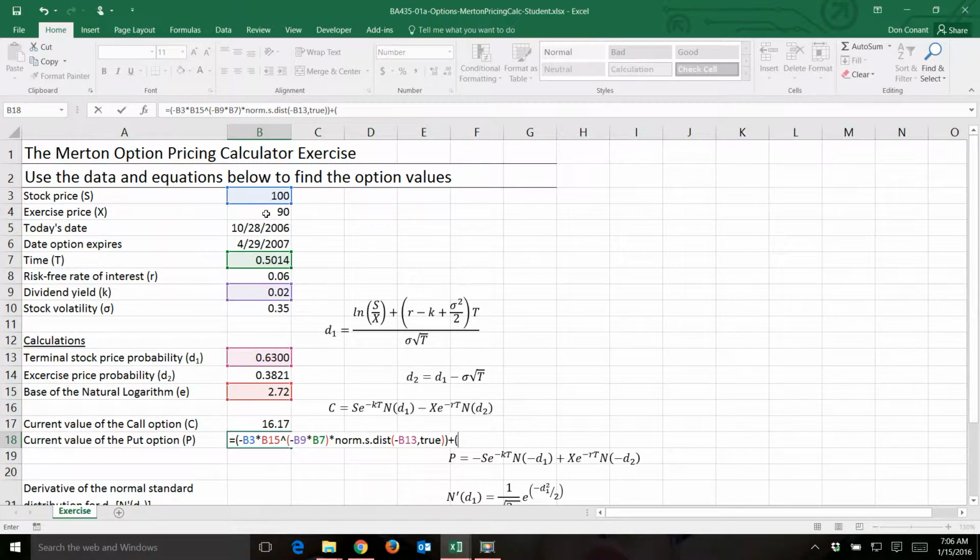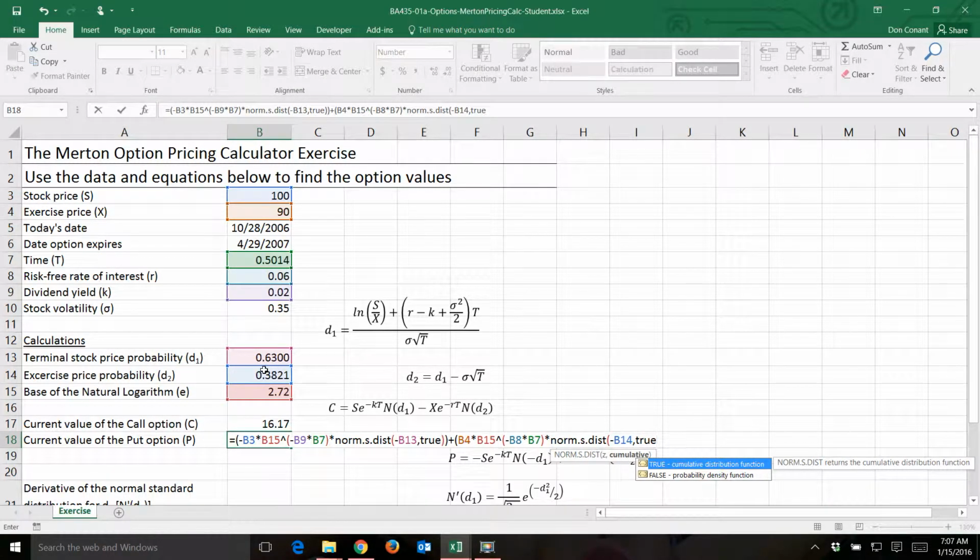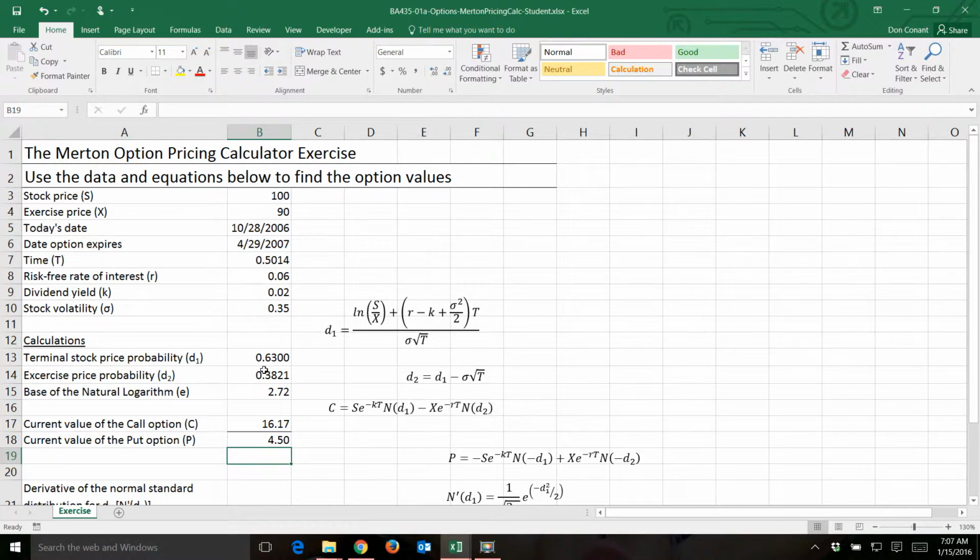That is X times E, and E is raised to the minus R, risk-free interest rate, times T. That quantity is then multiplied times the normal standard distribution for a minus D sub 2. We want that to be cumulative, so we'll indicate true as the second part of that syntax. And we close off the normal standard distribution, and then we close off the values to the right of the plus sign. We press enter and we get the put price of $4.50.